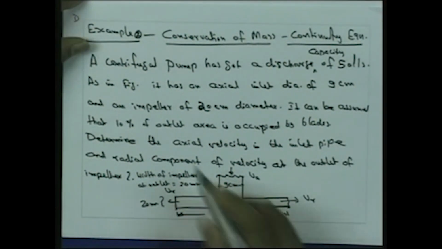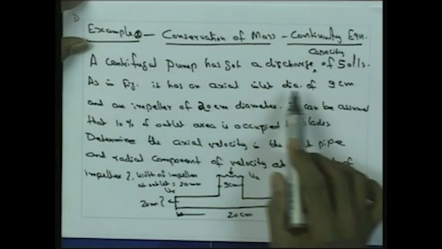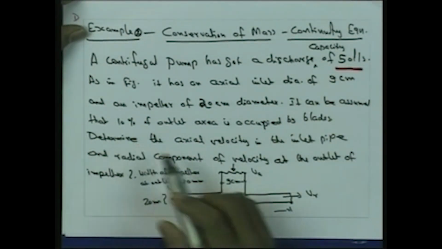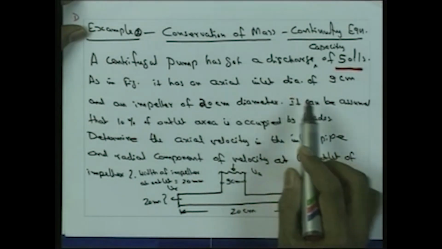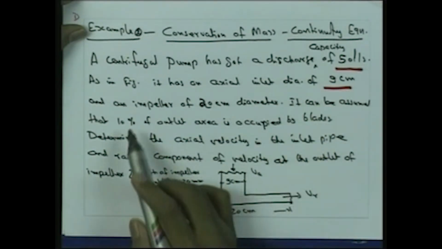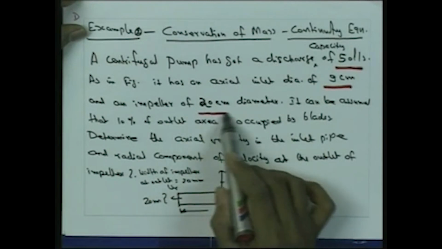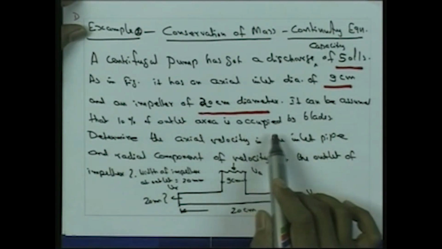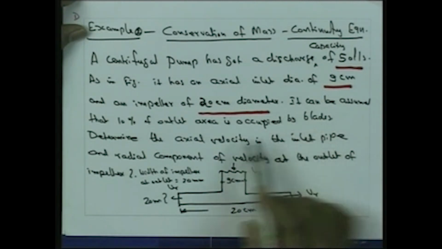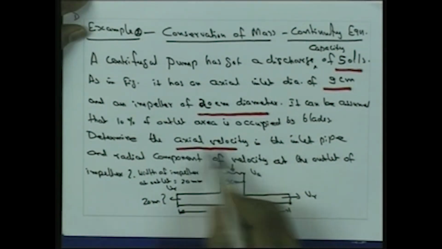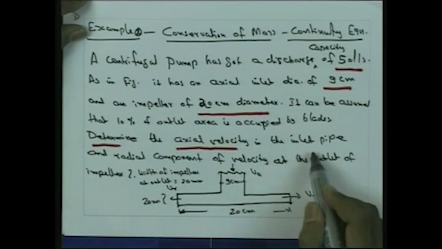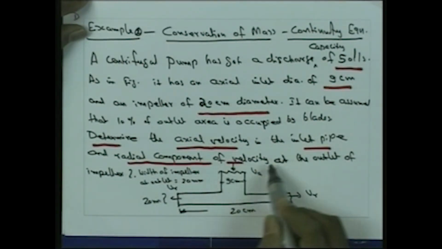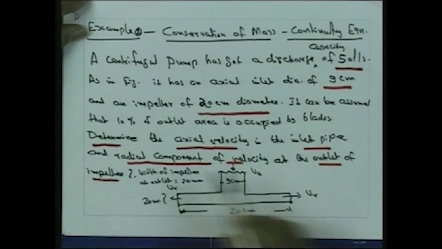The problem here is: a centrifugal pump has a discharge capacity of 50 liters per second as shown in the figure. It has an axial inlet diameter of 9 centimeter and an impeller of 20 centimeter diameter. It can be assumed that 10% of the outlet area is occupied by blades. We have to determine the axial velocity in the inlet pipe and the radial component of velocity at the outer impeller. So this is the problem.